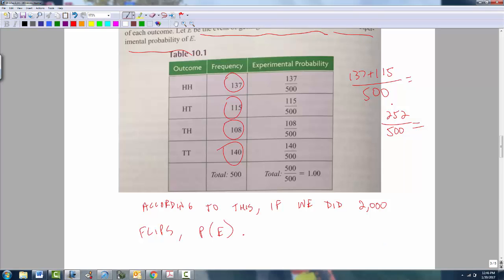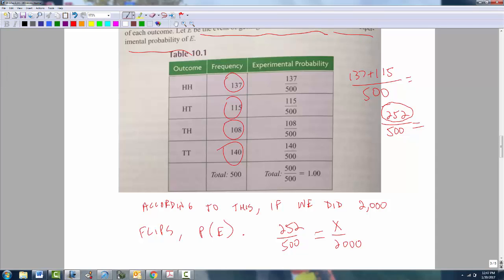Oh, you're so close. Why'd you say 137 though? Remember the probability of getting heads on the first coin equals, right? We're setting up a proportion equals x over 2,000. That's what you do.